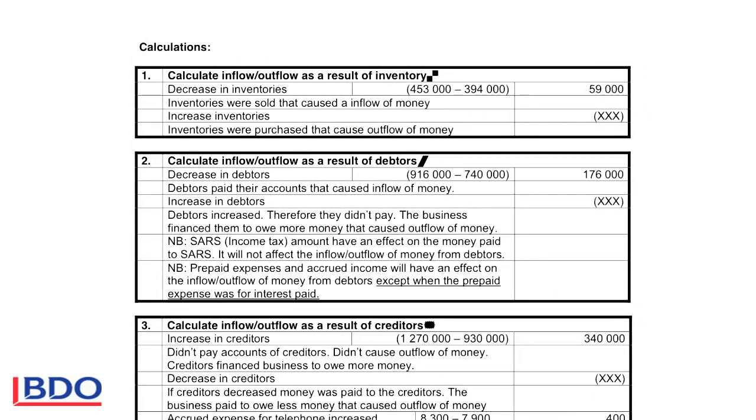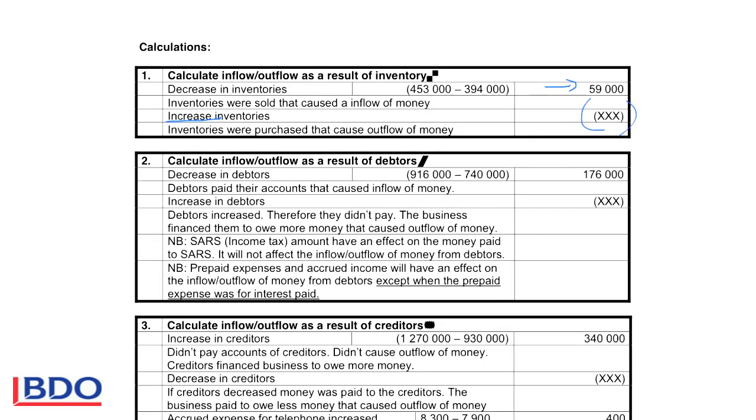If we look at the calculations and we just follow up on what happened here, then we see that there's a decrease in inventories. That means that we sold inventory, so there was an inflow of money. If there was an increase in inventories, we bought more inventory, then there would be an outflow of money.